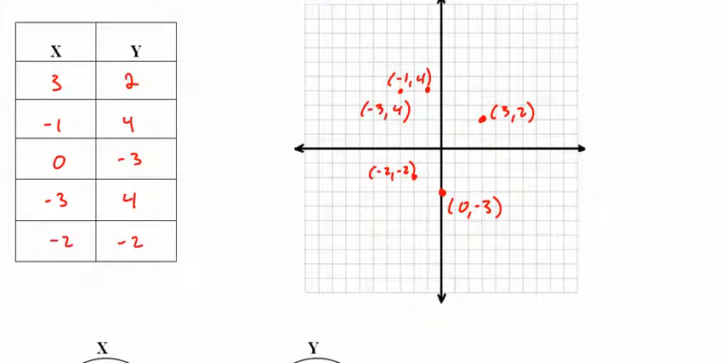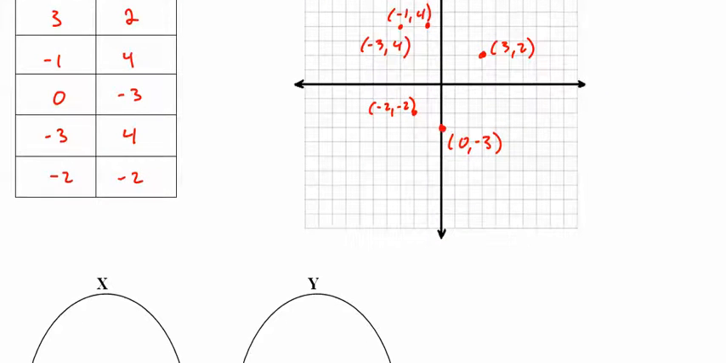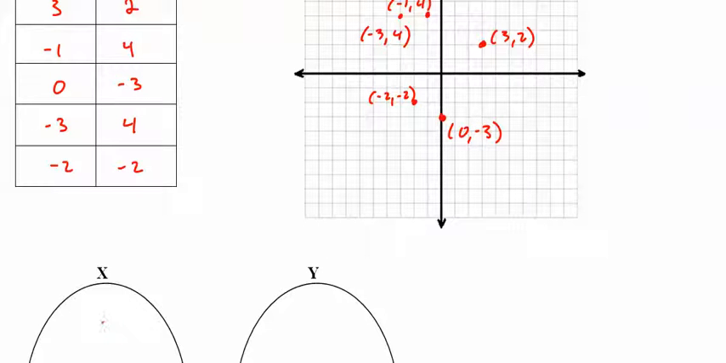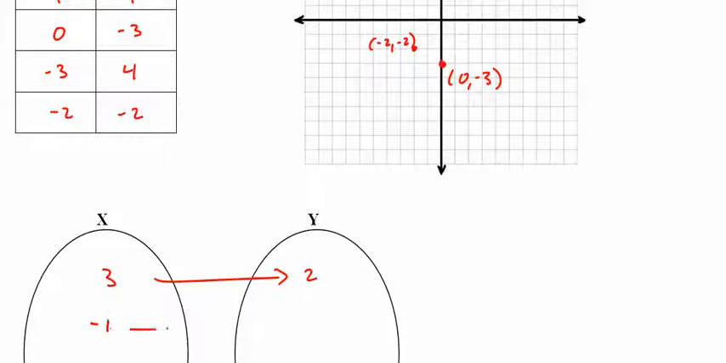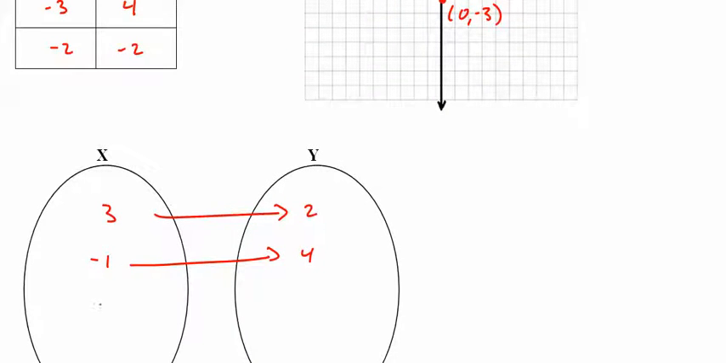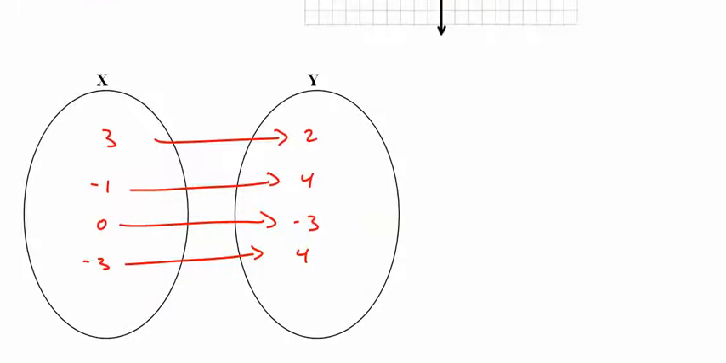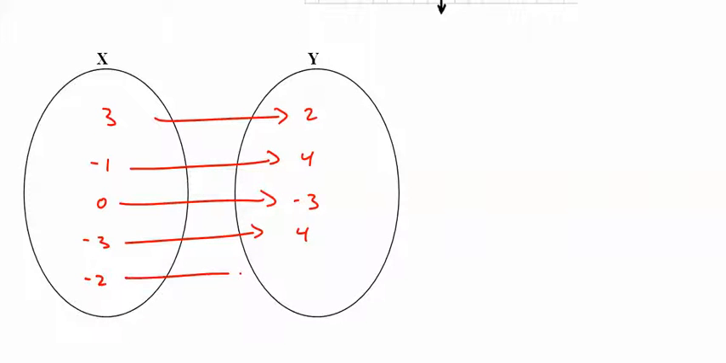And finally, mapping, which is a little tricky because I don't quite have enough space to see everything. So a 3 maps to a 2. This is what I meant by a function machine. I put in -1 and I get out 4. Put in 0, I get out -3. Put in -3, I get out 4. Put in -2, I get out -2.